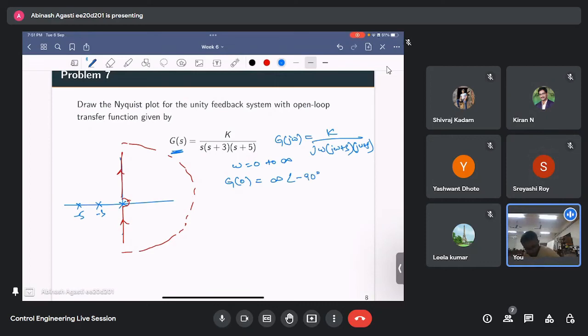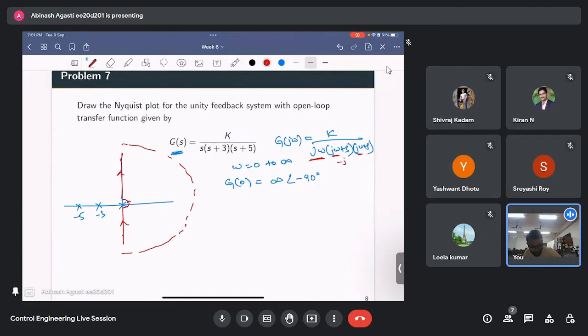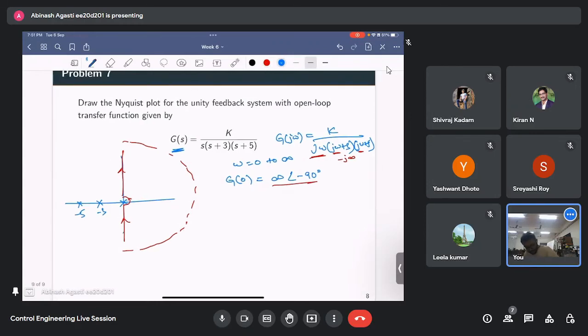Because these two will be 3 into 5, but this 0 will dominate the whole thing because it will make the magnitude infinity. So we'll basically have minus j infinity, which is infinity at minus 90 degree.